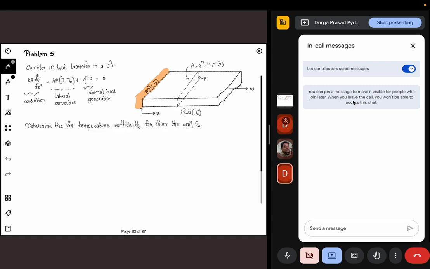Now, if the term is neglected, what is the fin temperature? If this first term is neglected, all we have is hP times T infinity minus T naught plus Q triple prime A equal to 0, which will give me T infinity as T naught plus this quantity. I don't even have to solve the differential equation. If I know that x is very large, this is an order of magnitude estimate: the final temperature will be T naught plus this particular quantity.